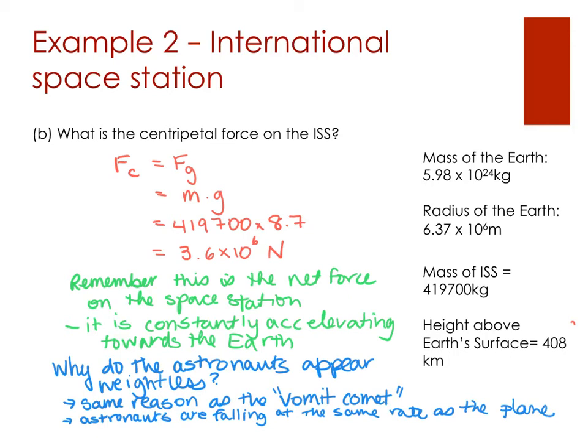Now that vomit comet, I can't remember the actual name for it, but you can go up in an airplane, and the airplane will go high enough that it can go into basically free fall towards the Earth. And at that time, as you're falling at the same rate as the airplane, you actually don't feel like you are moving in comparison to your surroundings, and it gives you the appearance of being weightless.